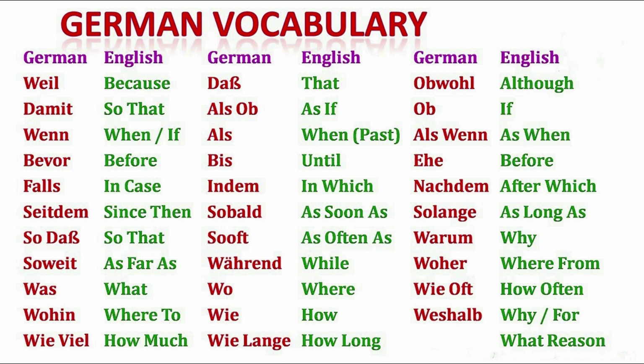Warum? Repeat after me. Warum? Now, woher? Wo means where, and woher means where from. We can use wo at the first of the sentence and her at the last. The meaning will be the same. Woher kommen Sie? Where do you come from? Or I can say, wo kommen Sie her? Both are okay. Where do you come from? Ich komme aus Indien. I come from India. Okay?